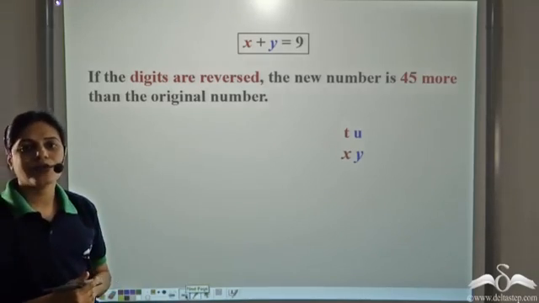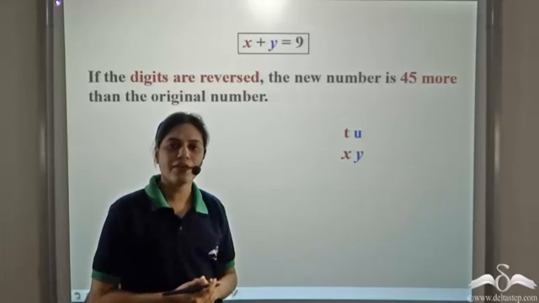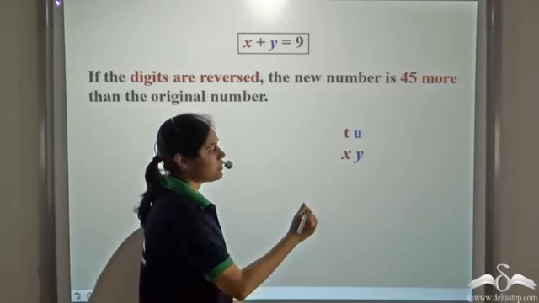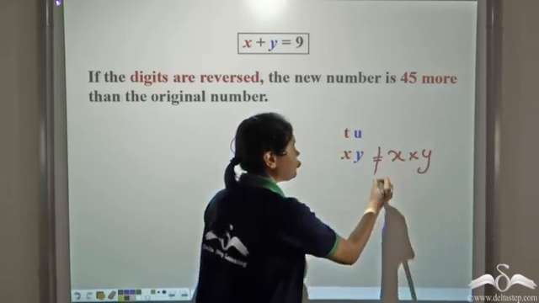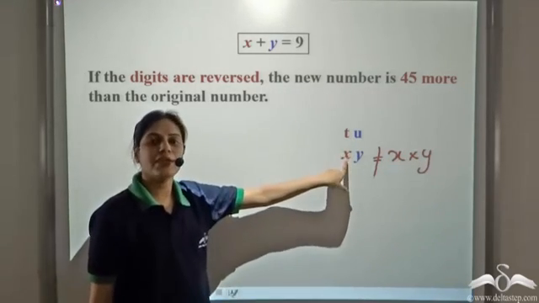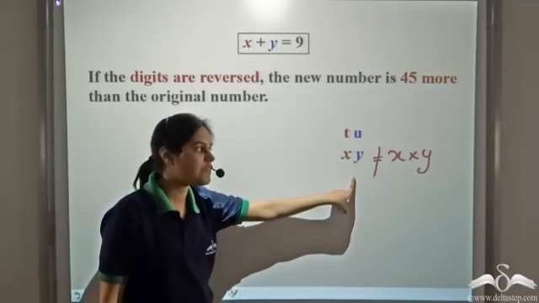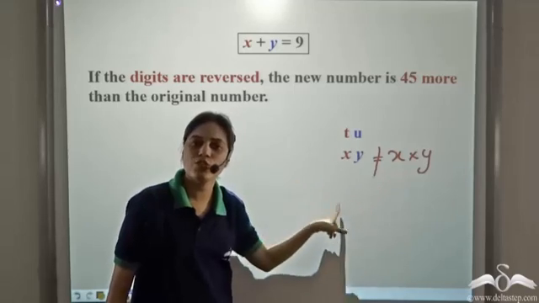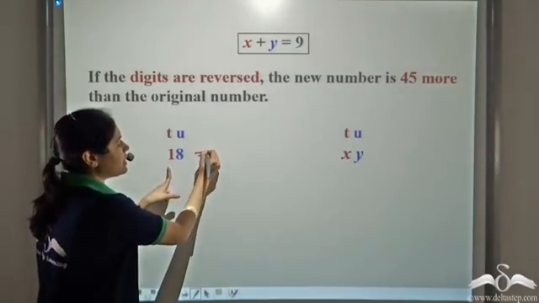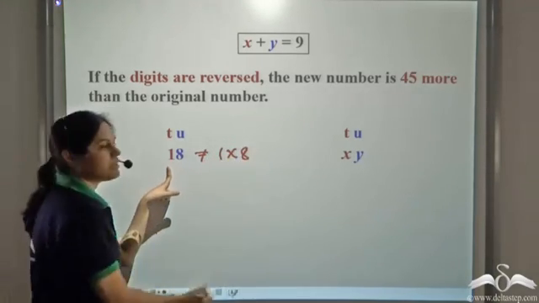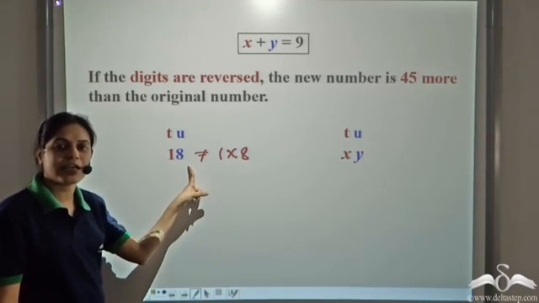The original number is a number in which the tens digit is x and the units digit is y. But be careful. This is not x into y. So this means that the tens digit of the number is x and the units digit of the number is y. If we have a number 18, this does not mean 1 into 8. It says tens digit of the number is 1 and the units digit is 8.